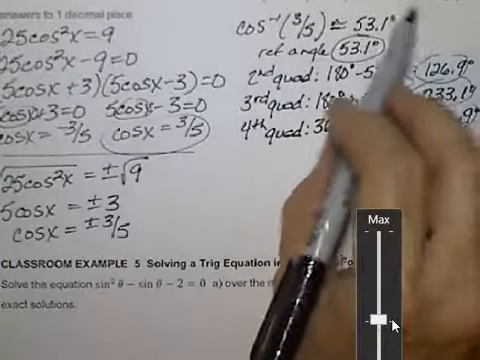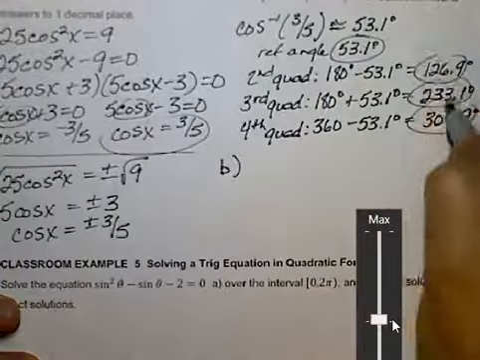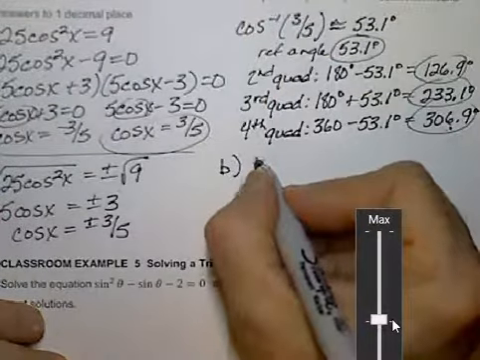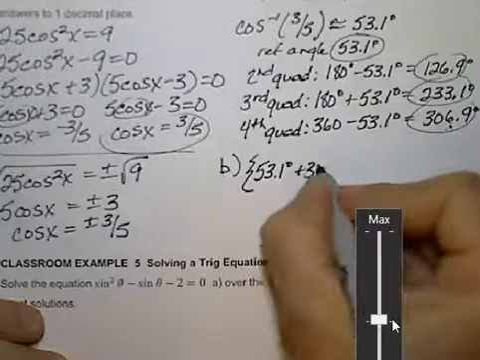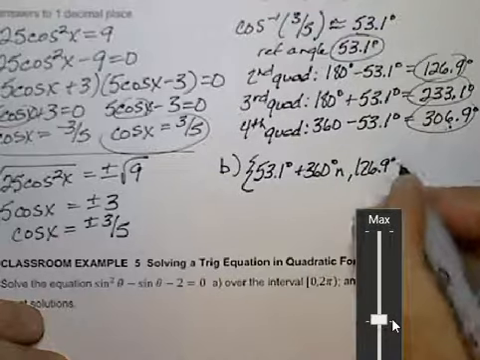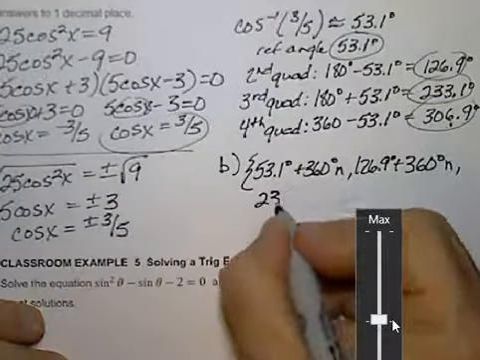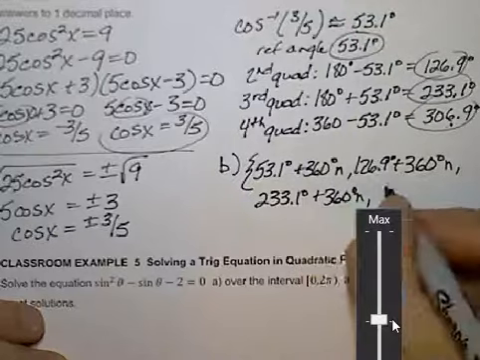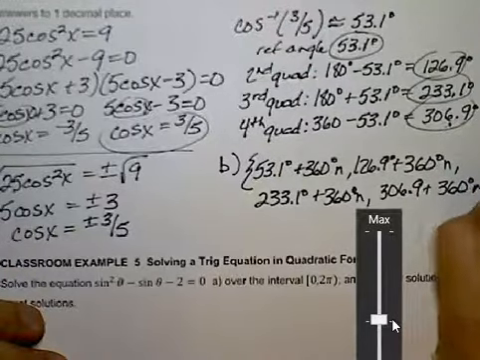Then for part B, where we want all solutions, we would take each one of these and add 360 degrees times n to get all of our coterminal angles. We'd have the 53.1 plus 360 degrees n, the 126.9 degrees plus the 360 degrees times n, the 233.1 plus the 360 times n, and the 306.9 plus the 360 times n.